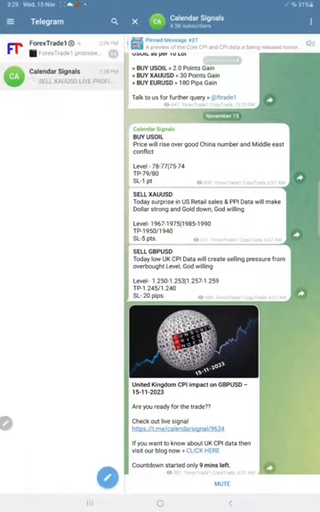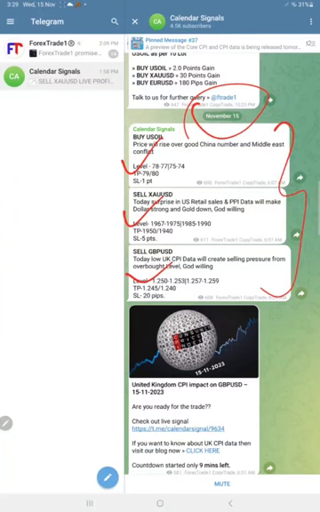Here is the performance for today's calendar signals. Today's date, 15th of November, and today we give buy oil, sell gold and sell GBPUSD. These three signals we give today, and all these signals based on today's data, which was expected during that time when we posted the signals.